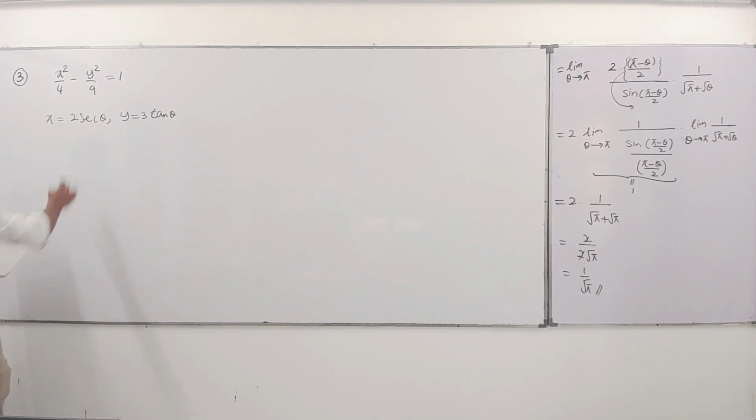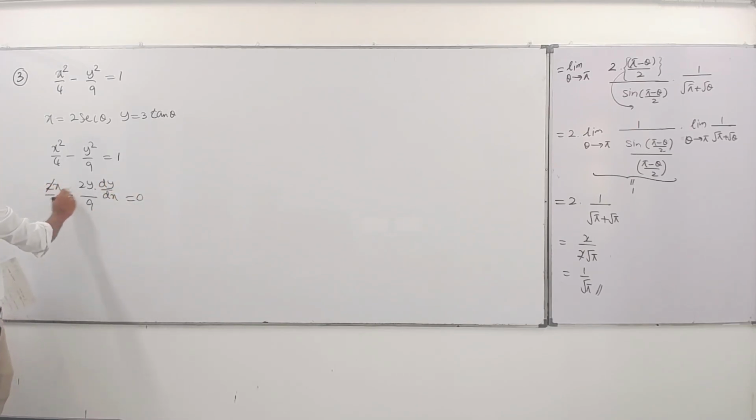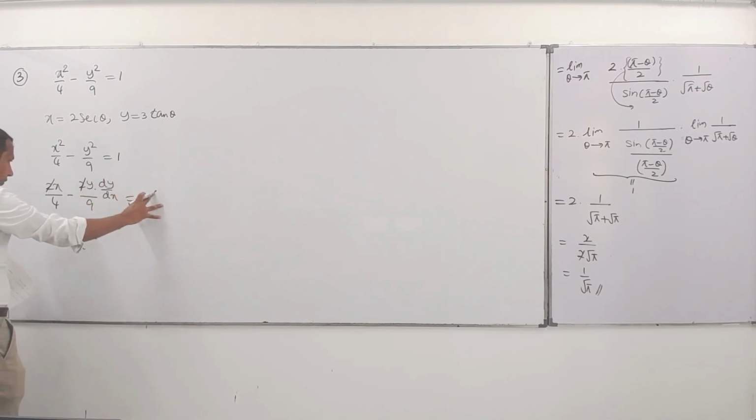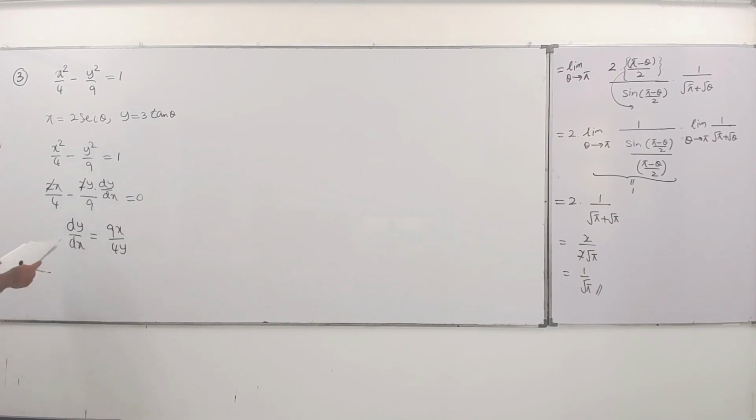First I am going to differentiate this to find dy by dx. x squared over 4 minus y squared over 9 equals 1. Here 4 we have to keep the same. x squared derivative is 2x. 9 here the same, 2y dy by dx. Right hand side 0. 2 you can cancel down. Then you can make dy by dx the subject. Take this to the right hand side, and 9x by 4y is the dy by dx.